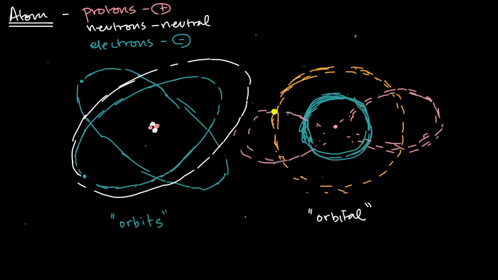And I just did it in the horizontal direction. You could have it in the vertical direction. You could also have it in the in-out direction of this page. And if you're wondering where these shapes come from, if you keep adding more and more energy, you get more and more exotic shapes for orbitals. Think about standing waves. That's my best hint I can give you.